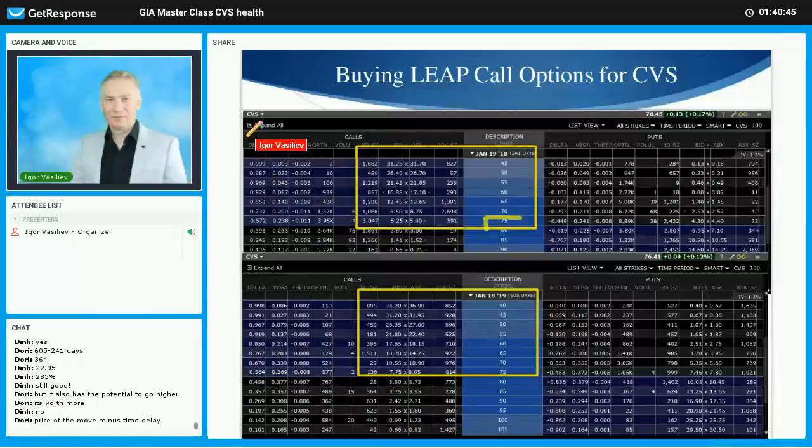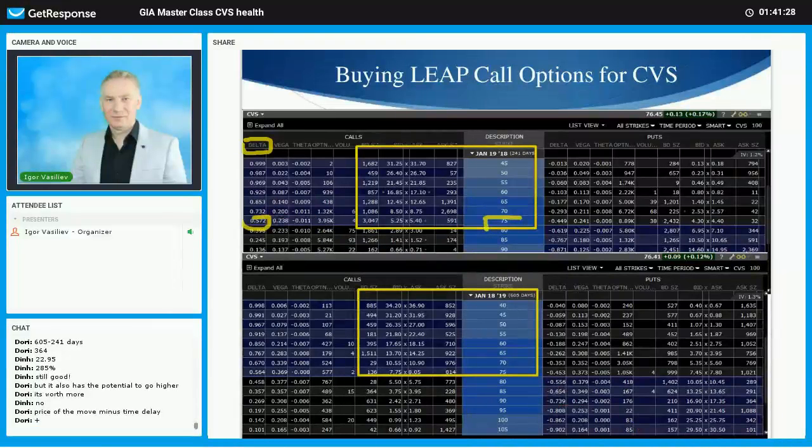So there is a thing called delta. Delta changes every day. And it shows you, for that particular option in this particular situation, how much it will go up if the share price goes up or down by $1. So in this case, if the share price goes up $1, the option price will go up how much? 57 cents. Do you see that?